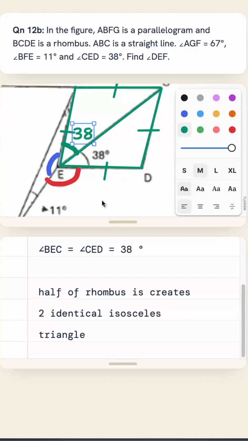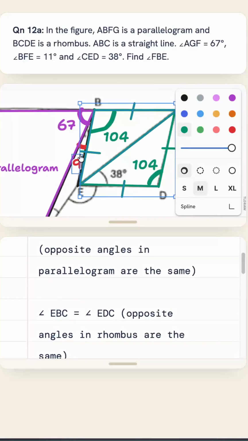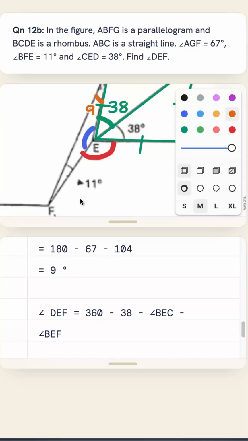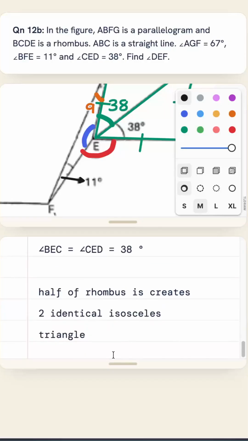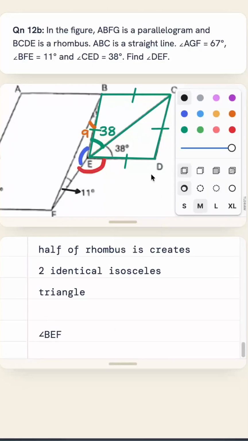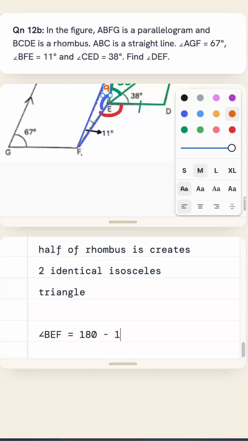The next thing is we need to find this blue angle over here. Earlier we calculated this 9 degrees over here, so FBE in this little orange part is 9 degrees. We also know that this other angle is 11. So BEF, in this little blue triangle, is 180 minus 11 minus 9. This will give us 160 degrees.